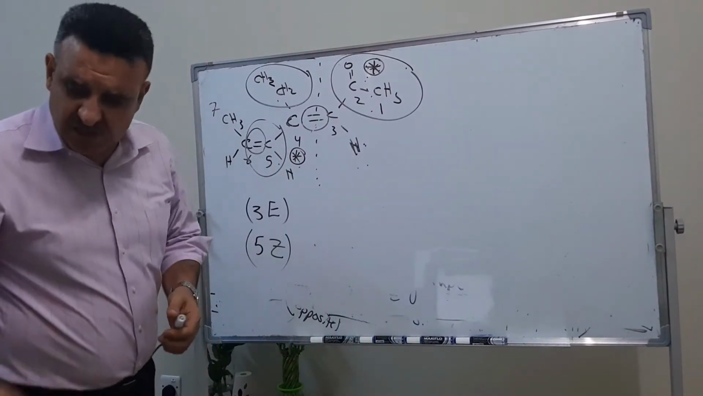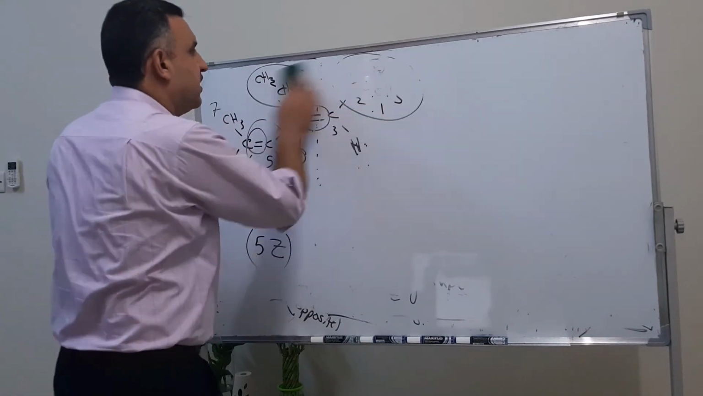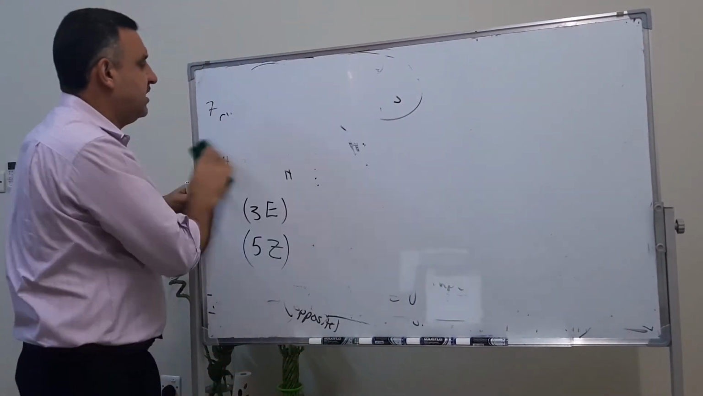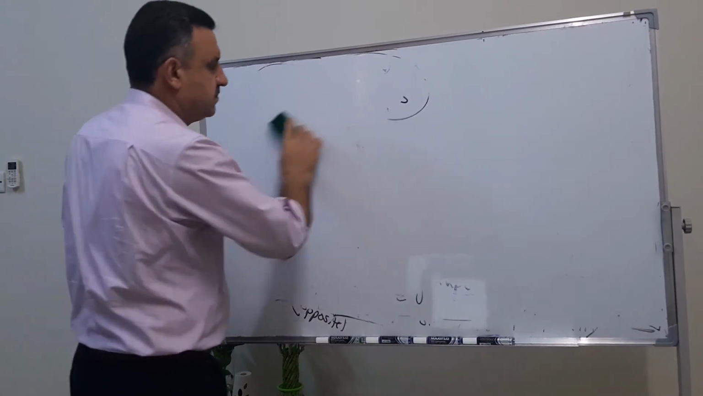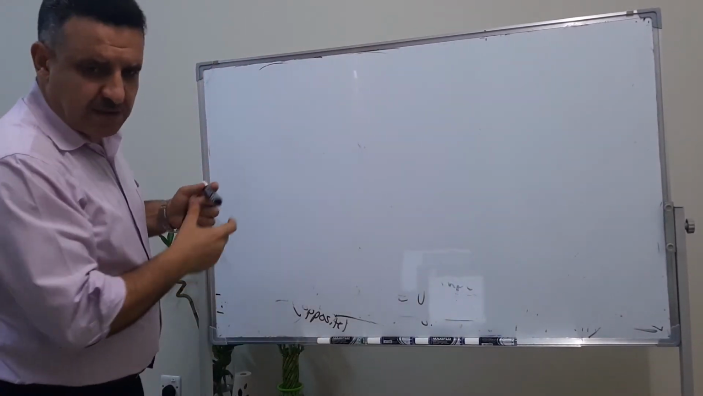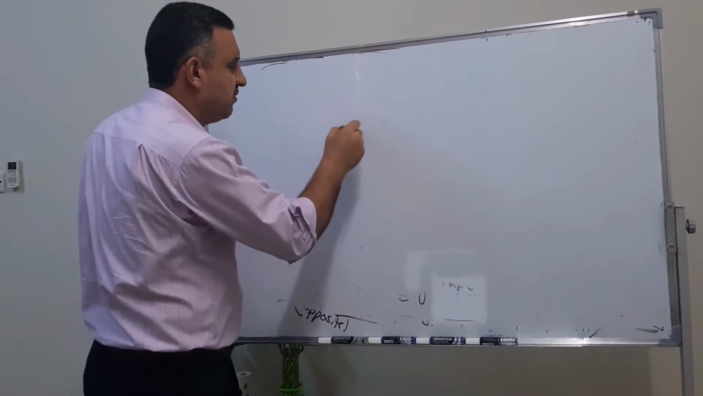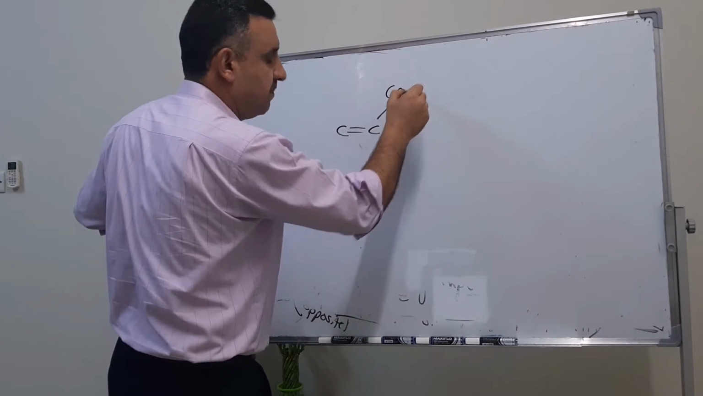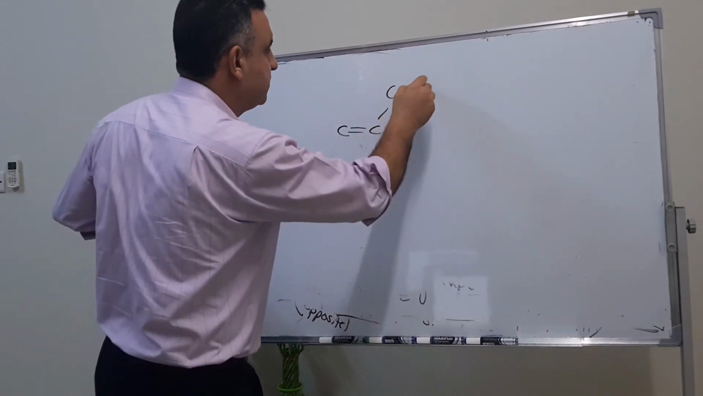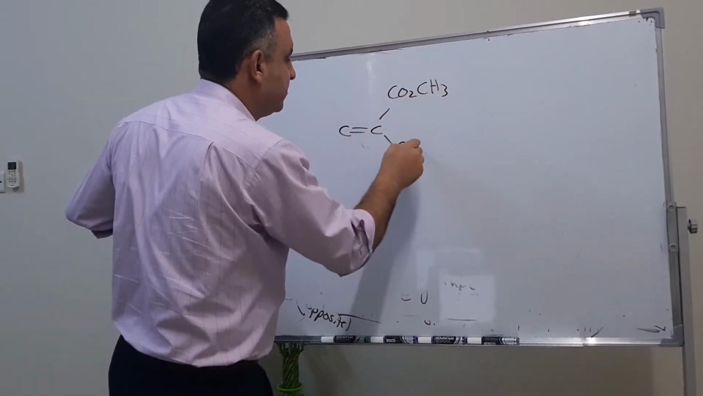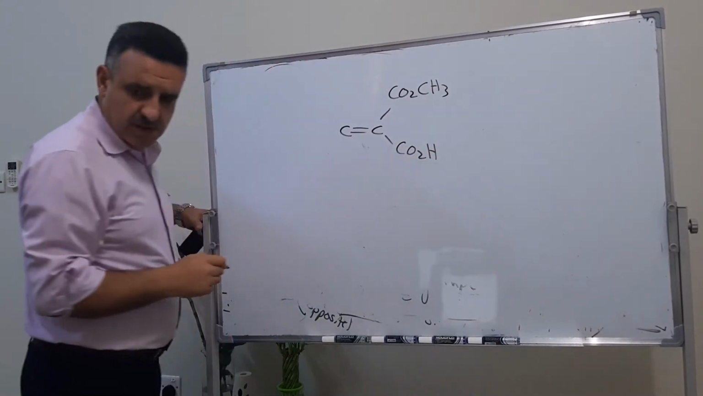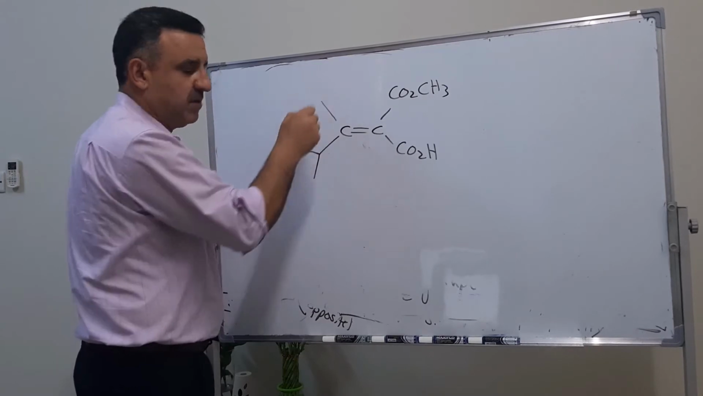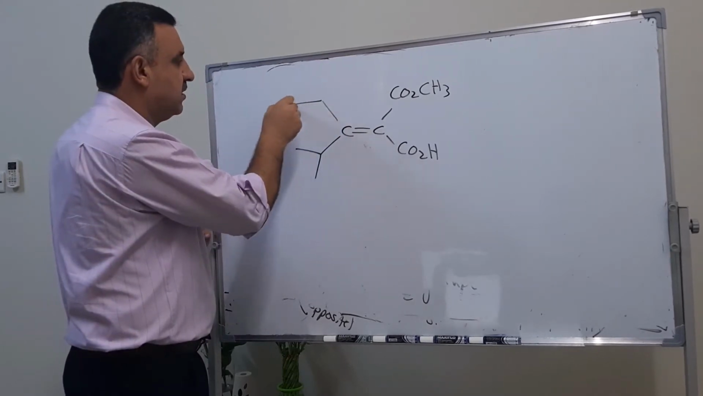Okay, so let me just give you this example. The example which you have in the slides, I don't know what the page is. For example, what's the configuration around this double bond carbon? Here we have CO2 methyl, and then here we have CO2H, I think, right? Then here we have isopropyl, and then we have here carbon double bond carbon.